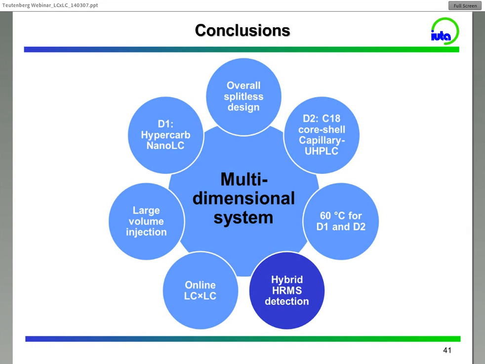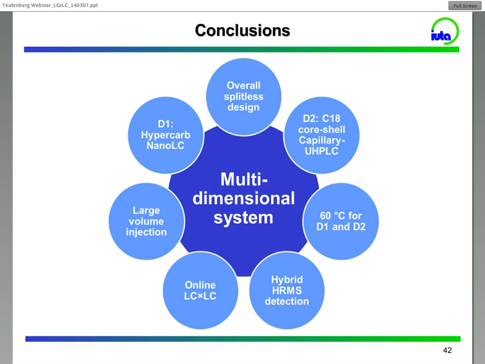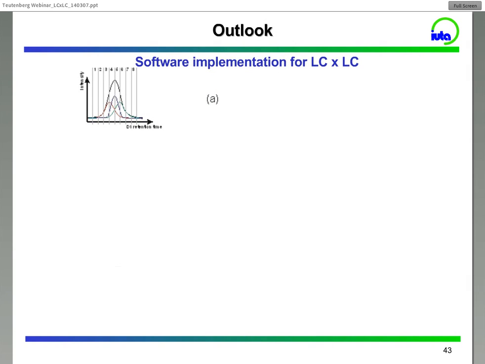Well, these components make up the multidimensional system we have developed on the basis of the Eksigent platform, I would call it. And I would now like to come to the outlook to discuss some issues which have to be resolved. One of them is clearly the software implementation for LC times LC. There are many vendors or manufacturers which now have their systems on the market. It's Agilent, it's Shimadzu, and the problem is always that you need very good software for data processing.